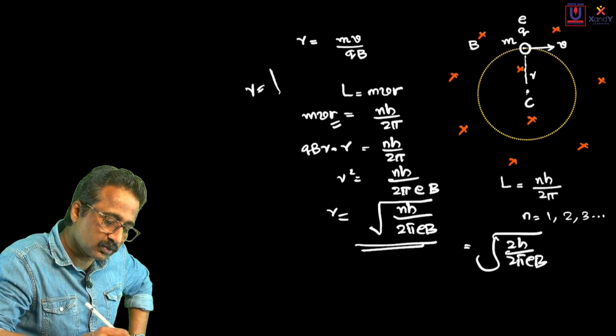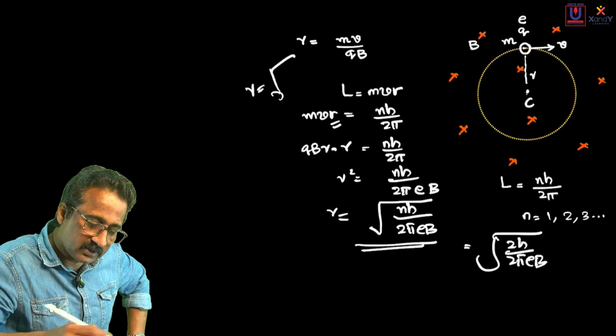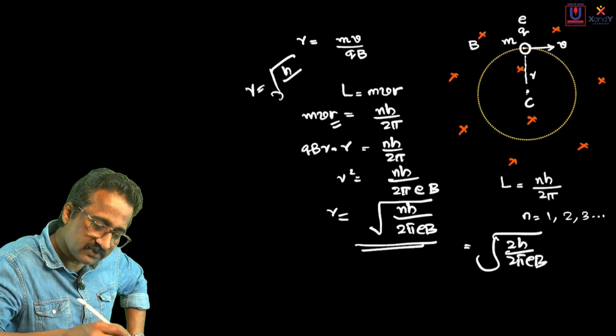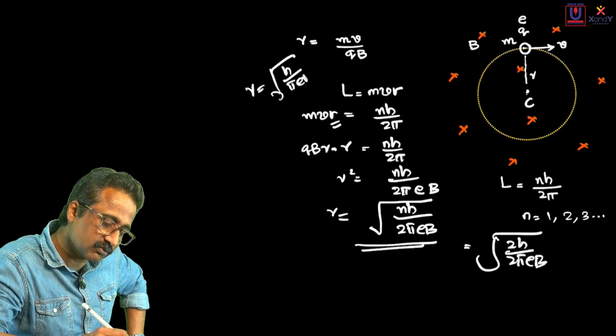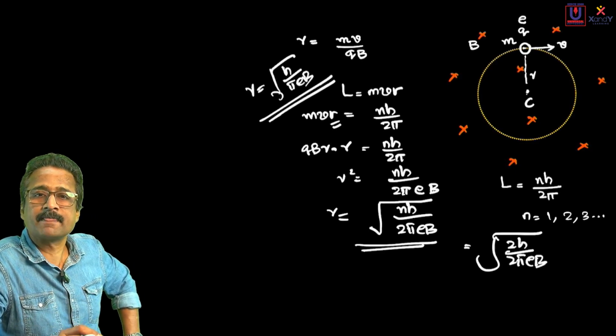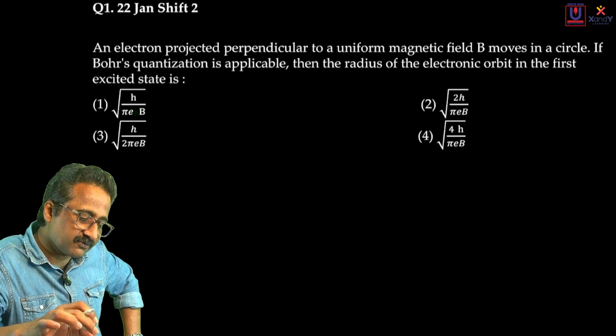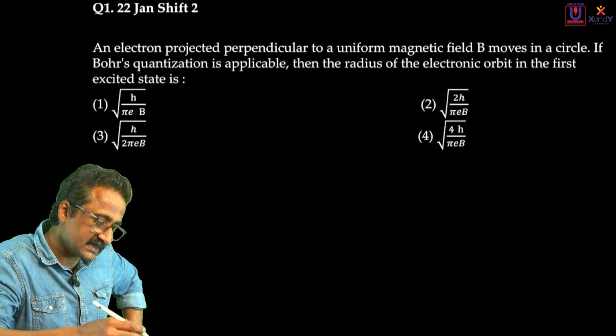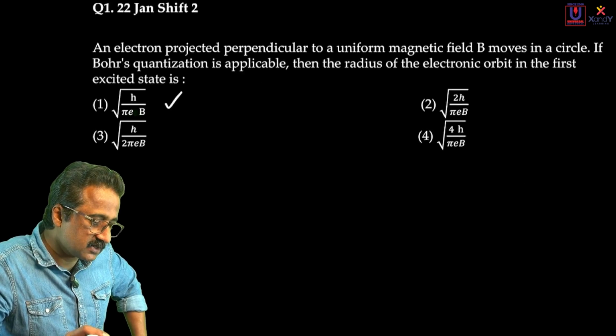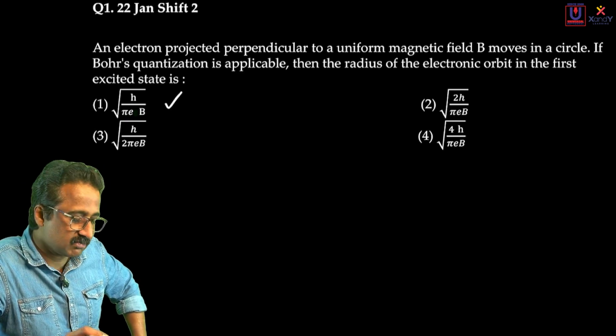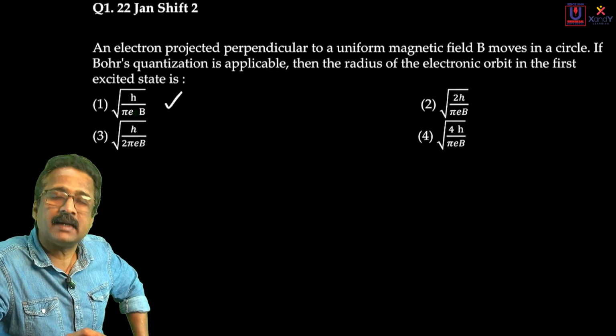R is equal to root of, when n is 2, it reduces to h divided by π e B. That is the radius. So this is the radius corresponding to the first excited state. That's why the option is 1, root of h by π e B.